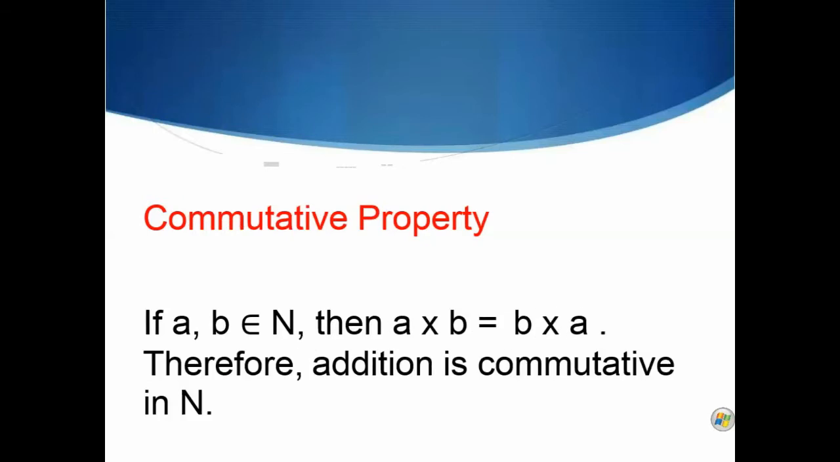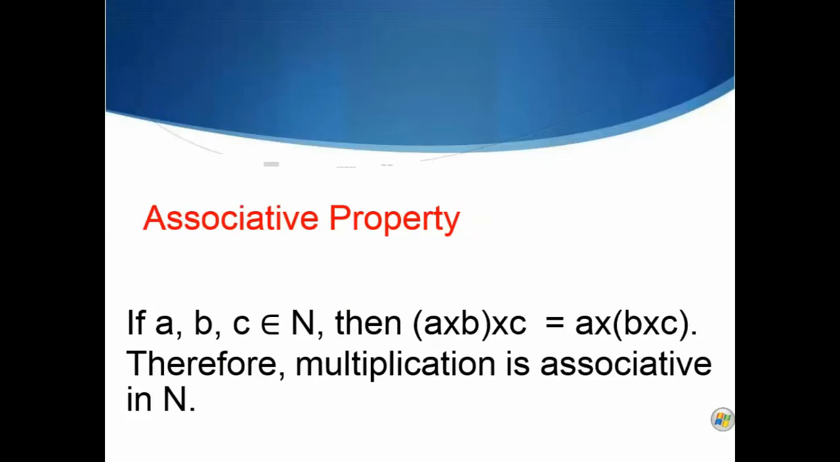Commutative property. If A and B belong to N, then A multiply B equals B multiply A. What is the meaning of commutative? As we know, commutative means change places. Therefore, multiplication is commutative in N. Associative property. If A, B, C belong to N, then (A multiply B) multiply C equals A multiply (B multiply C). As we see, we have groups here, and we know from the addition properties that groups means associative. So we can say that multiplication is associative in N.